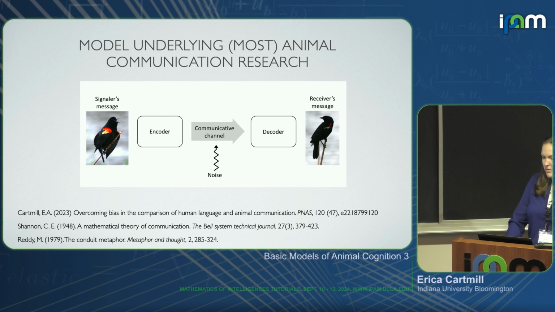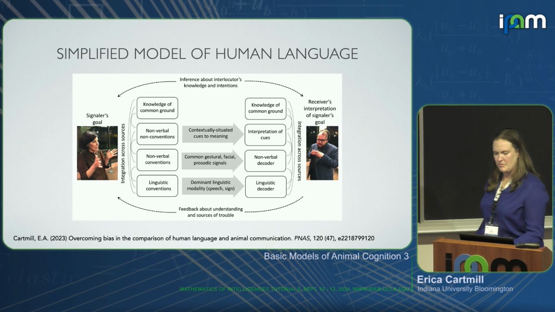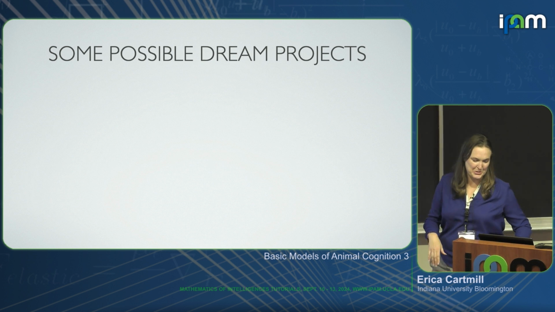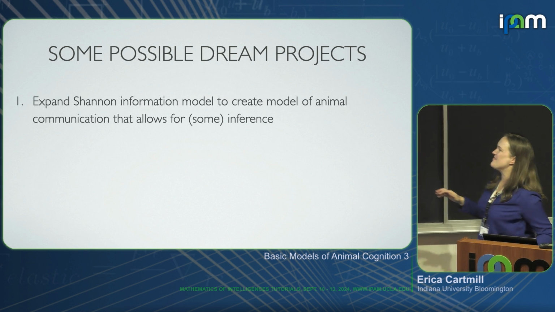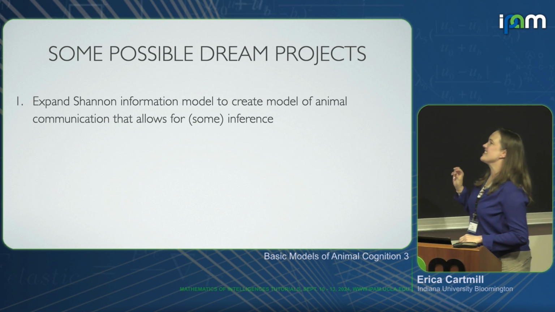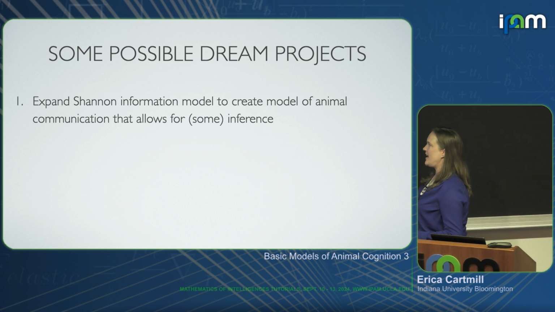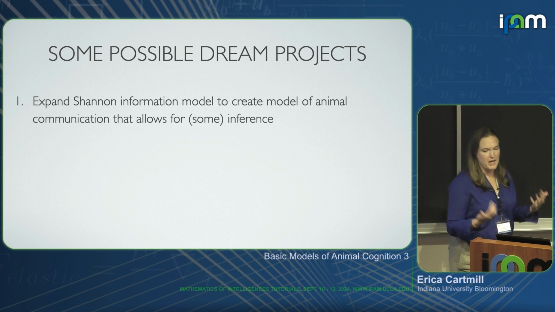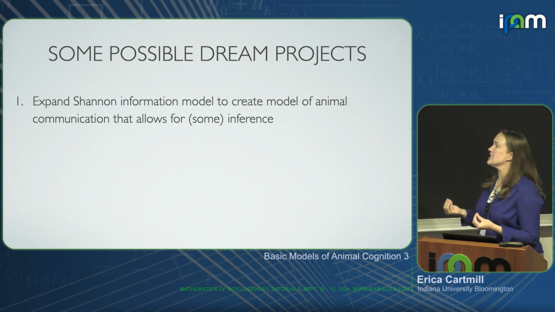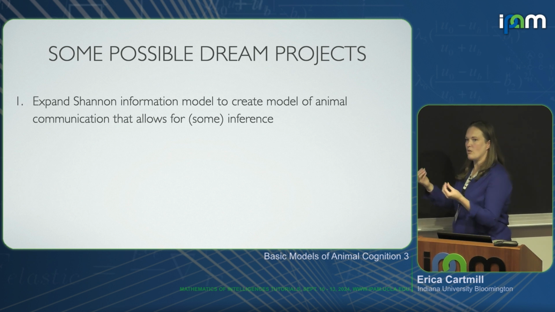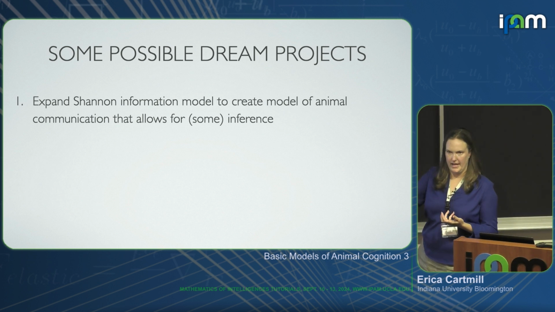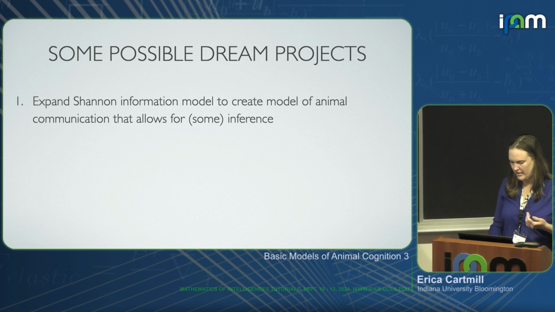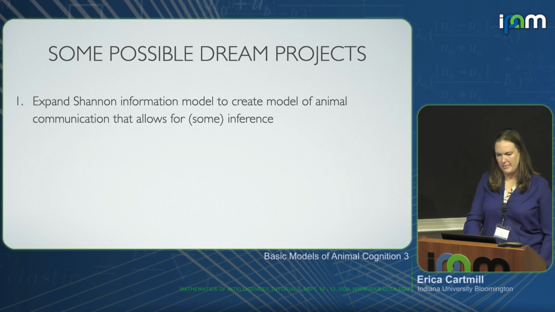And what I would really like to do, I'm just starting out because I didn't know if I was going to get to the end of my talk, so I'm starting out with some possible dream projects. One of them would be to expand the Shannon information model to create an intermediate model of communication, which might account for some of the inferences that animals make without going to the full complexity of human language. So this is something I'm very interested in. If you are also interested in thinking about it, talking about it, come chat with me.